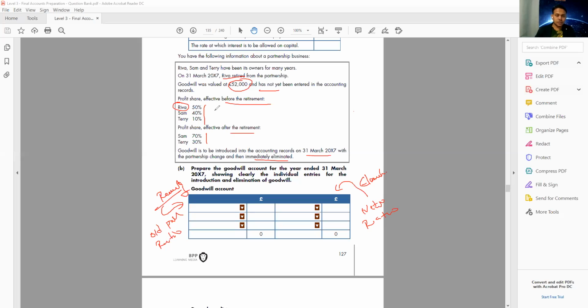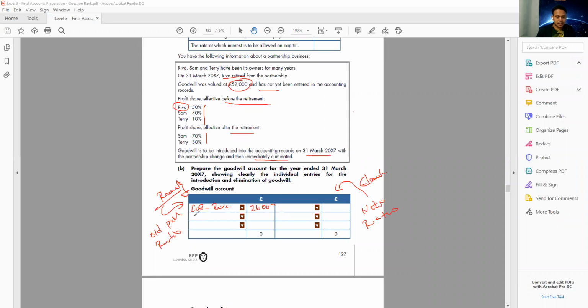So 52,000, if you do that, 50% for Riva, Sam 40%, Terry 10%. Let's record the goodwill first. So we do 52,000 times 50% for Riva. So Riva's capital will be increased by 26,000 because of the goodwill.